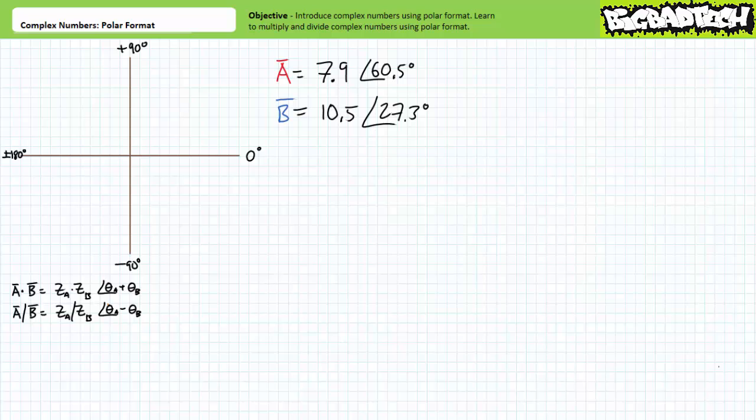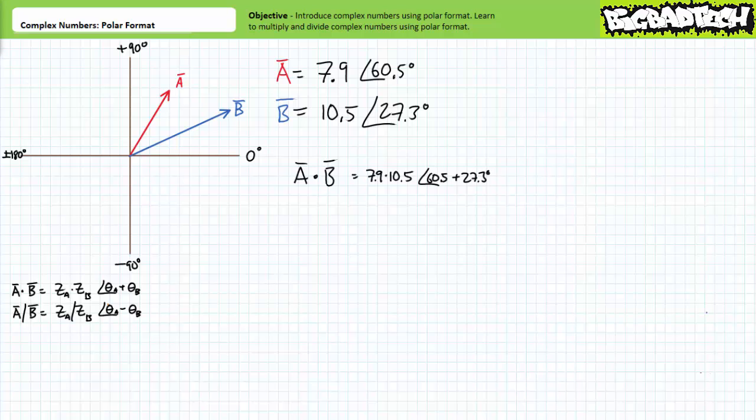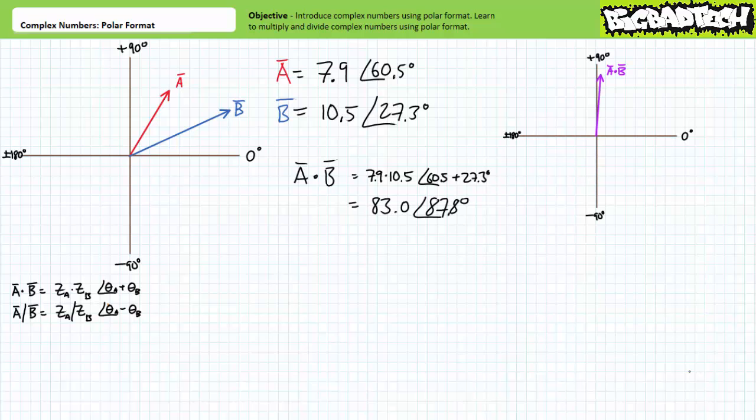Consider complex number A with a magnitude of 7.9 at an angle of positive 60.5 degrees, and complex number B with a magnitude of 10.5 at an angle of positive 27.3 degrees. A is in the first quadrant, as is B. If we're being asked to perform the operation A times B, we multiply 7.9 times 10.5 and add 60.5 plus 27.3 degrees to obtain the result 83 at an angle of 87.8 degrees.